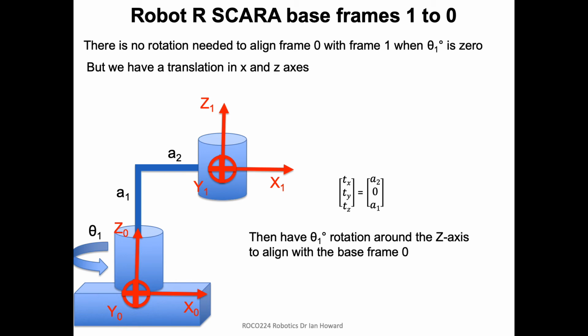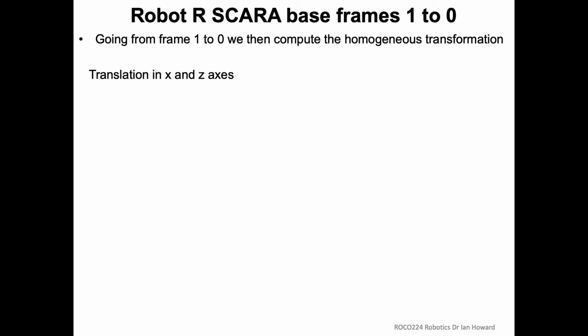But we do have a rotation at the base of theta 1, and we have to account for that as well, right? So we're going to have to put in a rotation after we've done the translation. We don't need to align them. We need to do a translation, but then we need to put the rotation in. So now what we're going to say is that it is a rotation around the z-axis of theta 1. So we just put in the rotation matrix there for theta 1 around the z-axis.